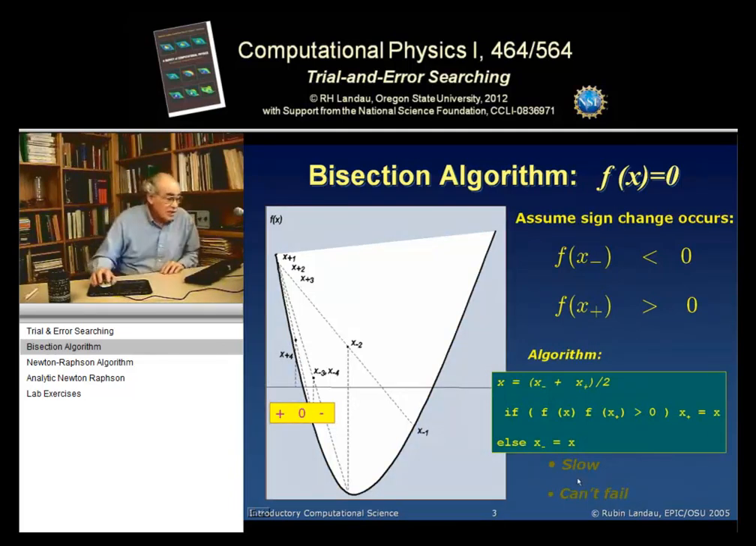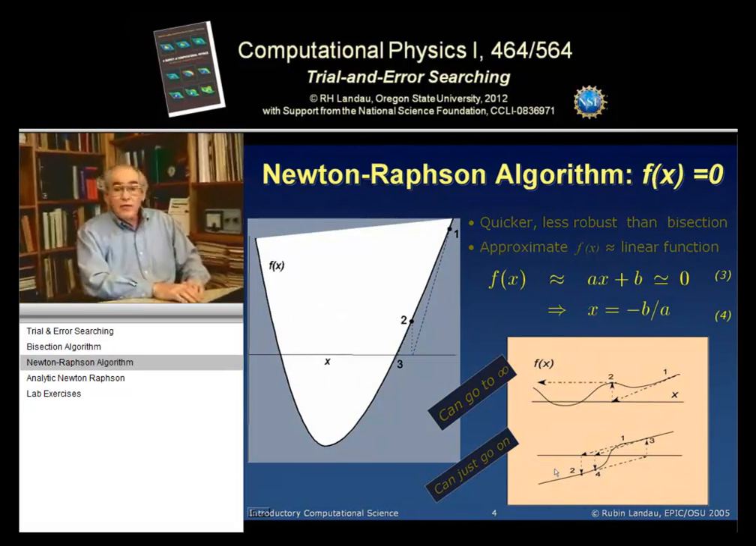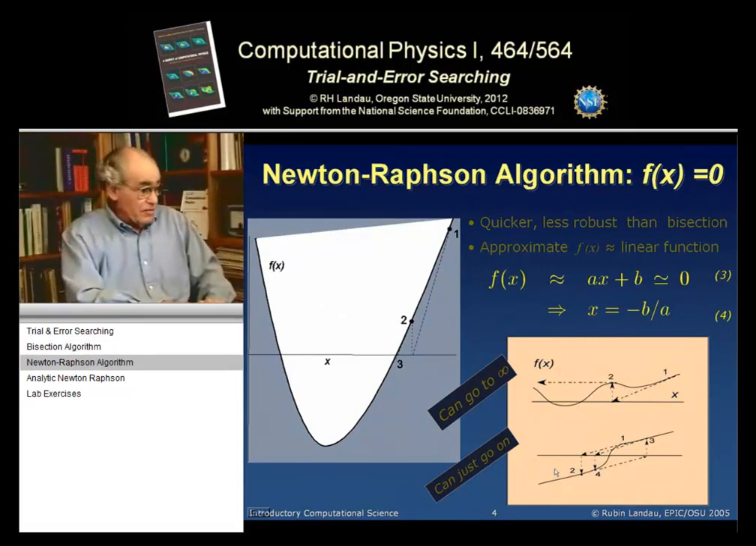So it's slow. It can't fail, but it's a good way to start. It's a good way to get close if all else fails. Okay. So what's a better way? A better way would be the Newton-Raphson algorithm. So we talk about that on slide 4. Take a look.